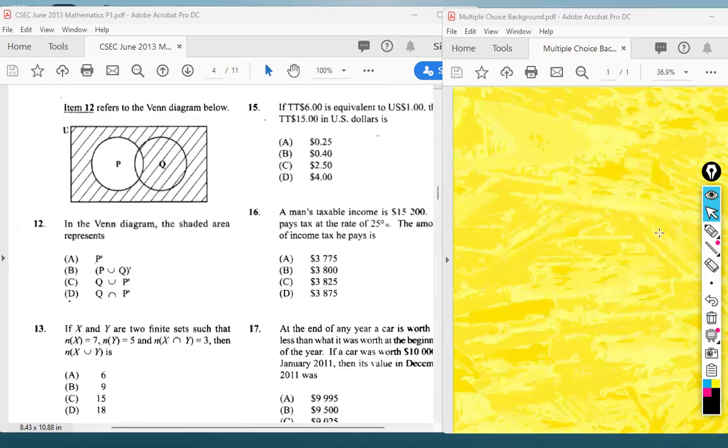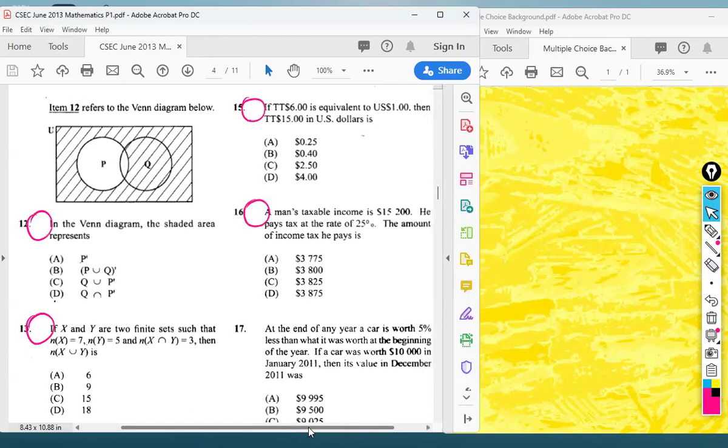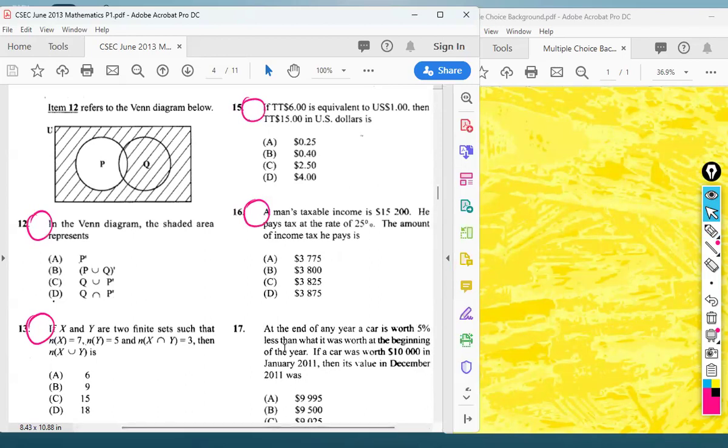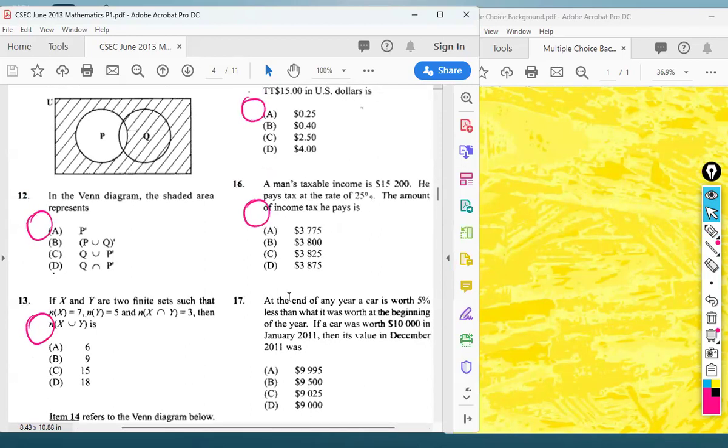Let's see how much we can get to fit here. Number 12 could fit 15, 15, 16. There's a little piece missing here. Let's slide this in. All right, I think we got it to fit there, right?